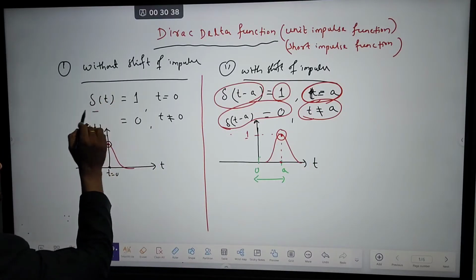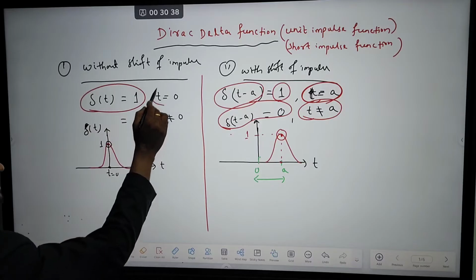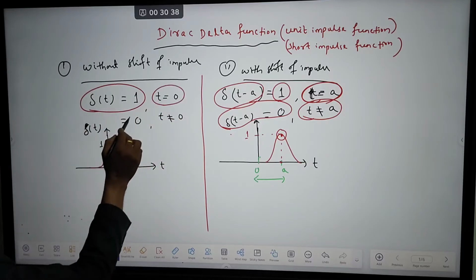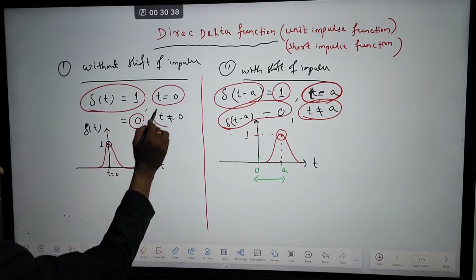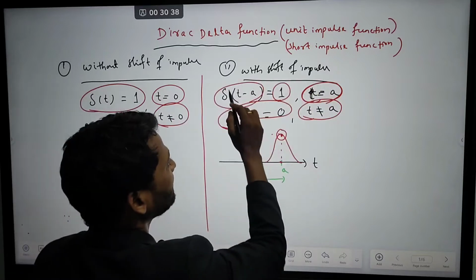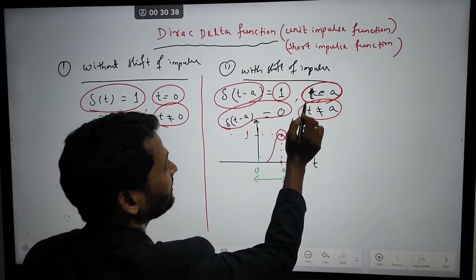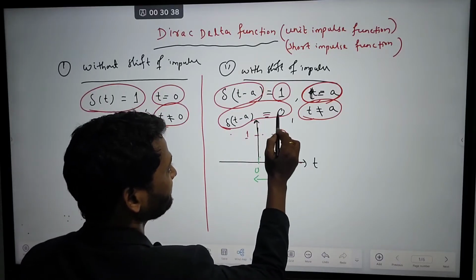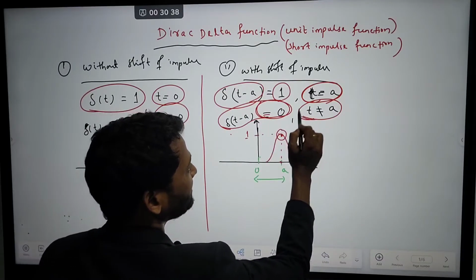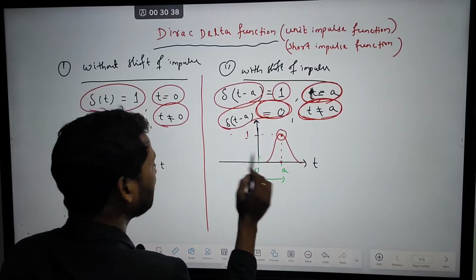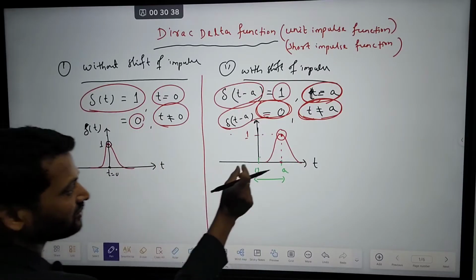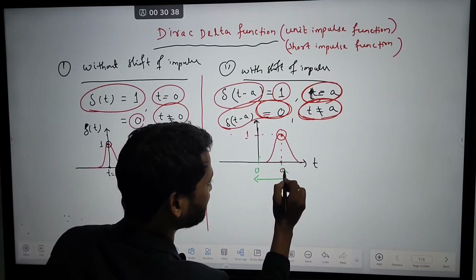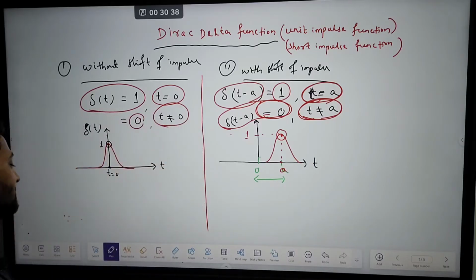Again I repeat, without shift में delta t is 1 when t is 0, and it is 0 when t is not equal to 0. But with shift में क्या है? Delta t minus a is equal to 1 when t is equal to a, and delta t minus a is 0 when t is not equal to a. If you plot the graph, इसमें थोड़ा सा शिफ्ट हो रहा है. कितना शिफ्ट हो रहा है? a शिफ्ट हो रहा है. That is the basic difference.